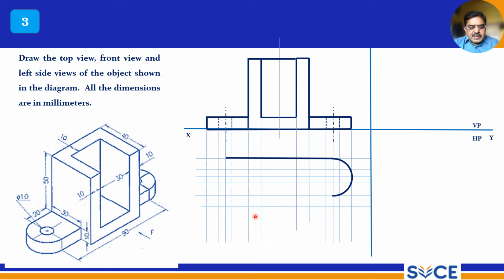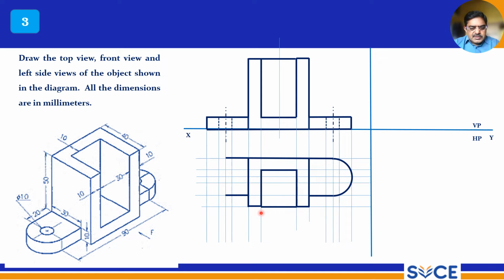Similarly, take this point as center and draw this arc with the 15 mm radius. This side also, then you travel up to here, and then the 10 mm you can draw, you can travel here. So this is the top view.